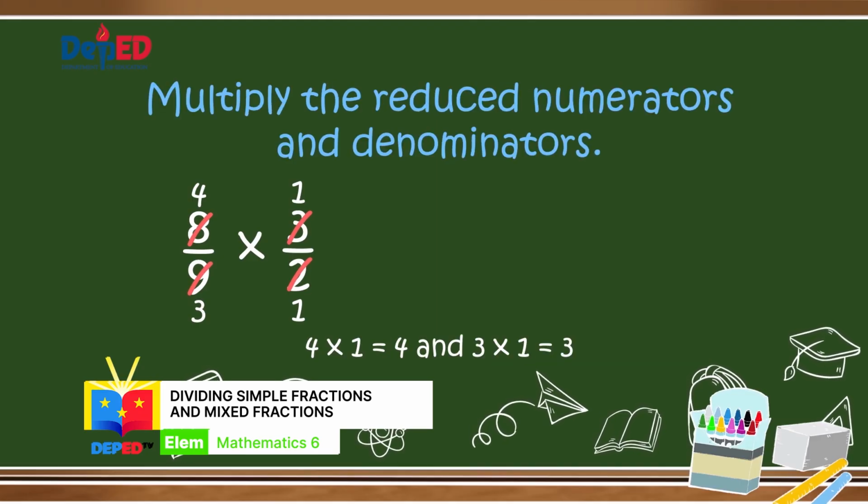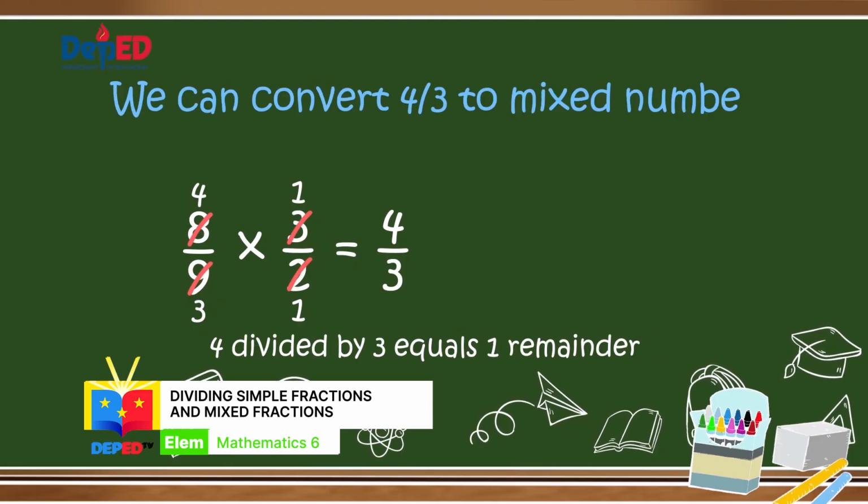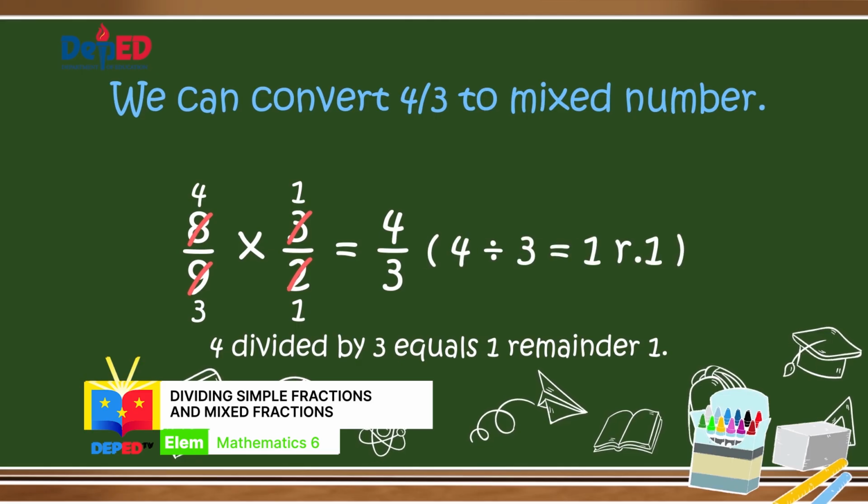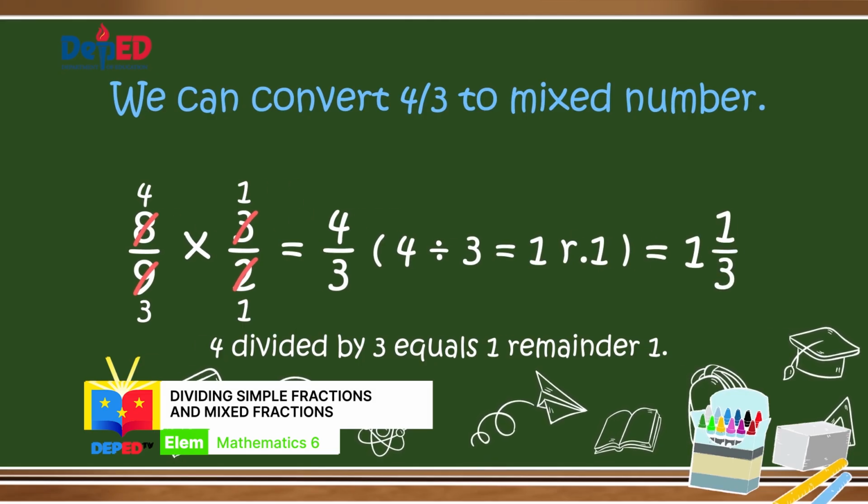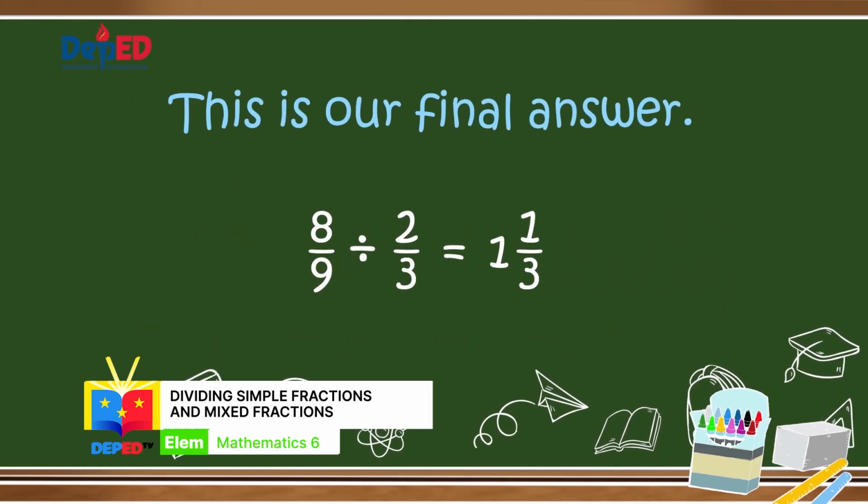Then, multiply the reduced numerators and denominators. 4 multiplied by 1 equals 4. 3 multiplied by 1 equals 3. We have 4 thirds. We can convert 4 thirds to mixed number. 4 divided by 3 equals 1, remainder 1. So, 4 thirds is equal to 1 and 1/3. 8 ninths divided by 2 thirds equals 1 and 1/3.